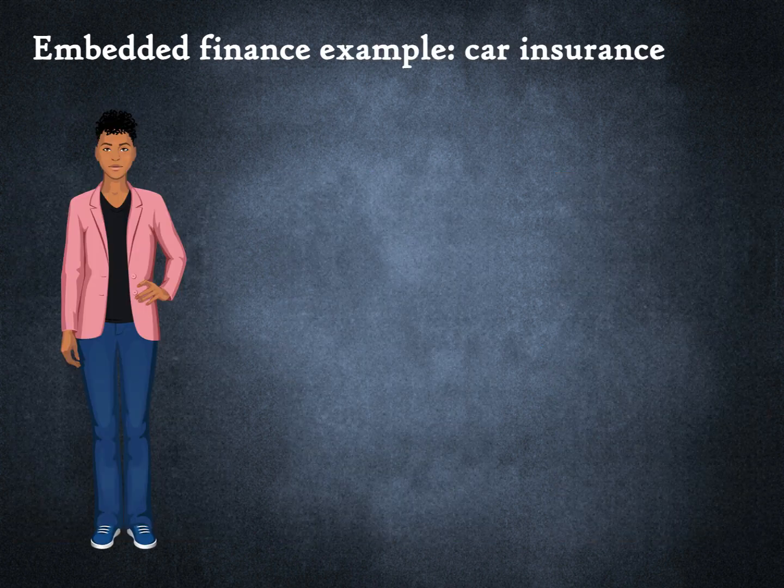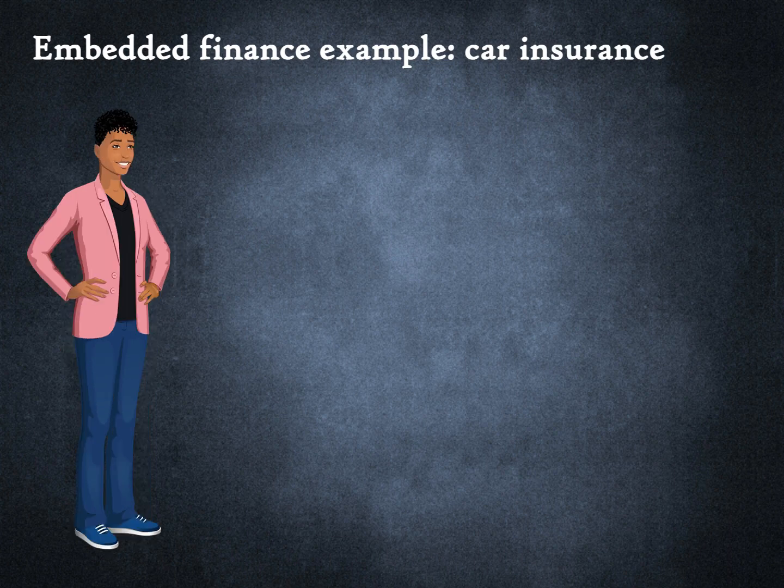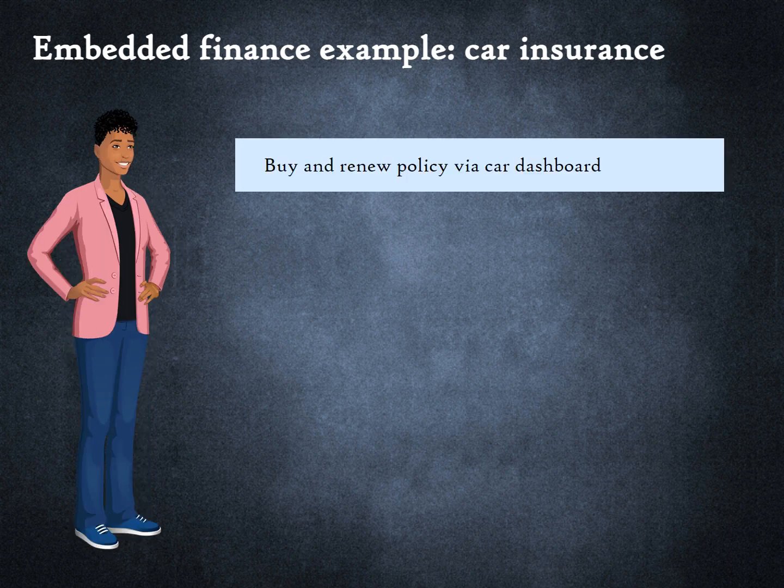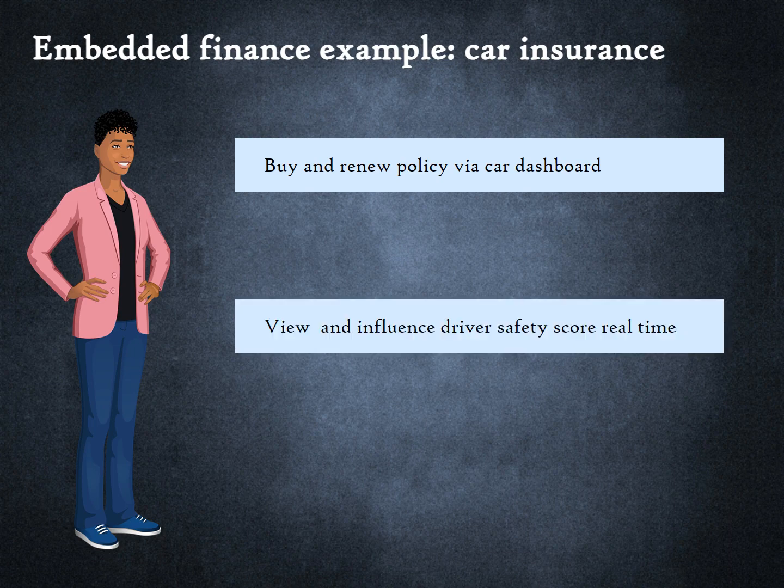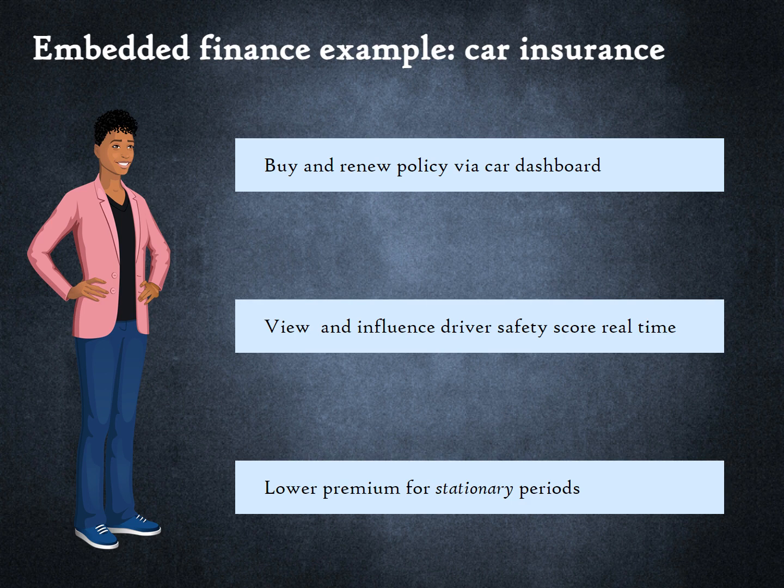What are the benefits to you as a consumer? You can buy and renew your insurance from the dashboard of your car. The dashboard of the car gives you the ability to view your real-time driver safety score. By adopting safer driving practices, you can reduce your premium. Perhaps you are going away for a month and not driving at all. You notify the car's app, so that your premium can be lowered for the coming month. The dashboard is the automobile equivalent of the App Store on your smartphone.